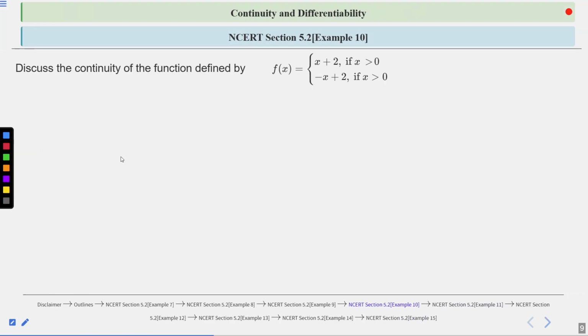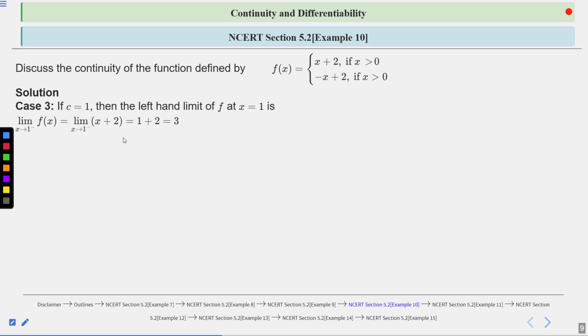Now let us see case 3: if c is equal to 1. Then the left hand limit of f at x equal to 1 is the limit as x approaches 1 from the left of f(x), which is equal to the limit of x plus 2, which is 1 plus 2, which is equal to 3. The right hand limit of f at x equal to 1 is the limit as x approaches 1 from the right of f(x), which is equal to the limit of x minus 2, which is 1 minus 2, which is equal to minus 1.